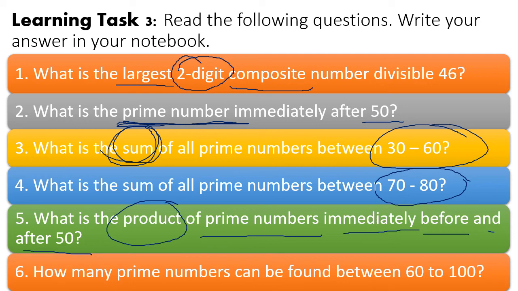Last, how many prime numbers can be found between 60 to 100? O yan, bilangin mo lang yung mga prime numbers na nasa gitna ng numbers na yan, 60 to 100.